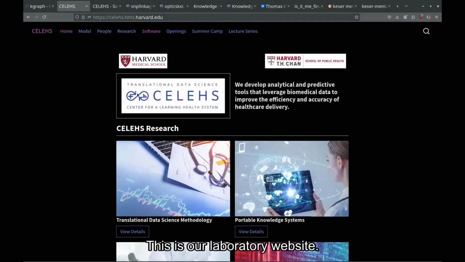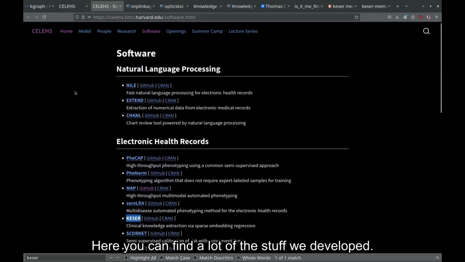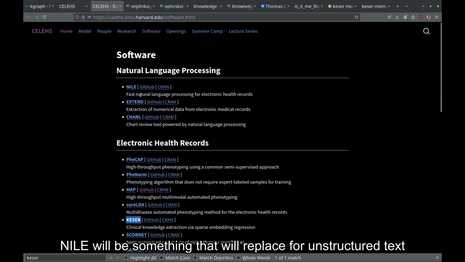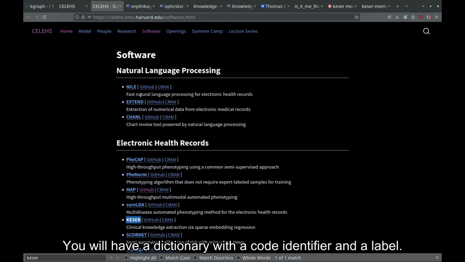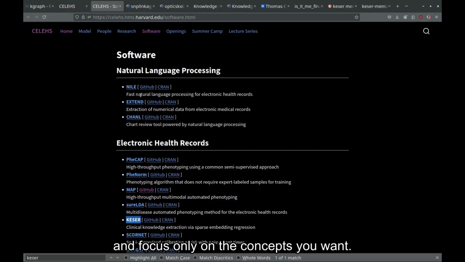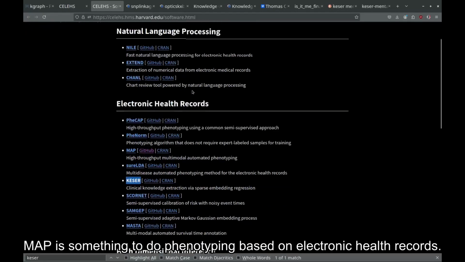This is our laboratory website. One of the main pages is the software page. Here you can find a lot of the stuff we developed. NILE will be something that will replace unstructured text data. You will have a dictionary with a code identifier and a label, and it will replace the words and the parts of sentences. It can be several words with a unique code. So it will take most of the time out all the stop words and focus only on the concepts you want. So NILE is an important software we are using.